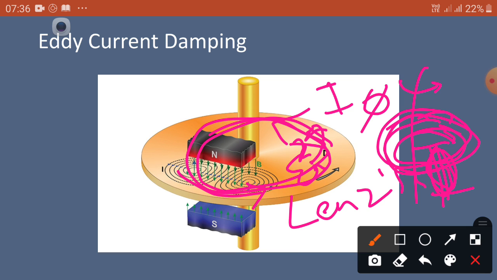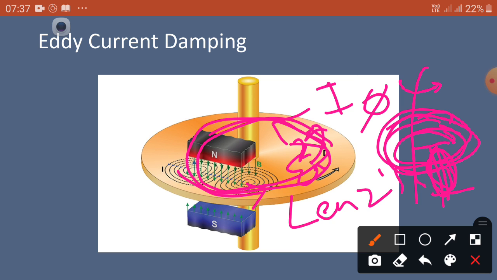What is the reason this flux is produced? It is due to the rotation, due to the motion. The flux is produced in such a way that it opposes the cause of its production, which is the rotation of the disc. If the disc is static, there is no rotation and no EMF induced. Once it is rotating, it cuts the magnetic field and induces the EMF. Due to the EMF, current flows. Due to the current, flux is induced. This flux always opposes the cause of its rotation.